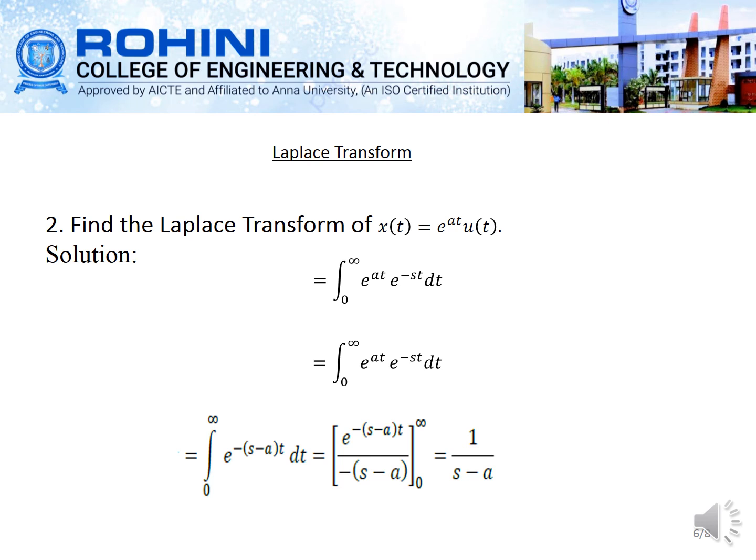Laplace transform of x of t equal to e power at into u of t. Here we know the formula, integral from 0 to infinity of x of t into e power minus st into dt. In the place of x of t, we are substituting e power at. Then we are combining this with e power minus st. After combining and integrating, and after integrating applying the limit, we get the value as 1 by s minus a.